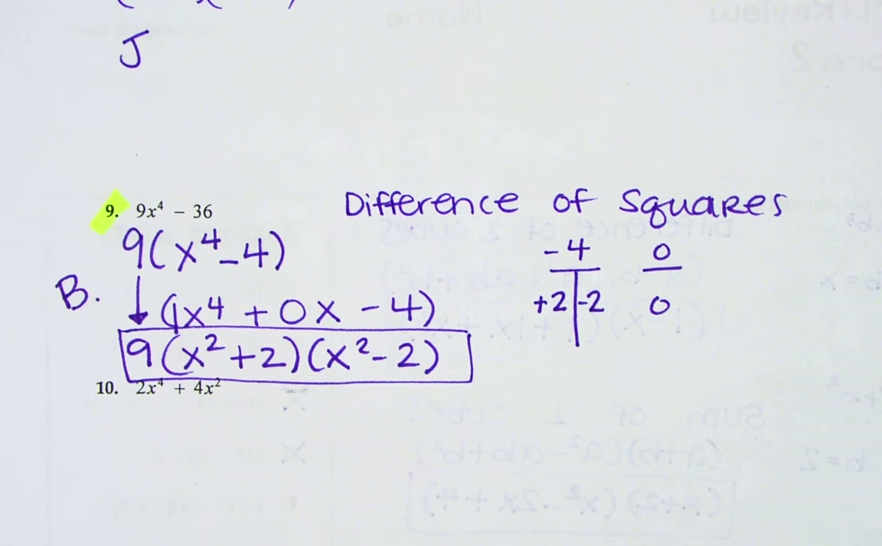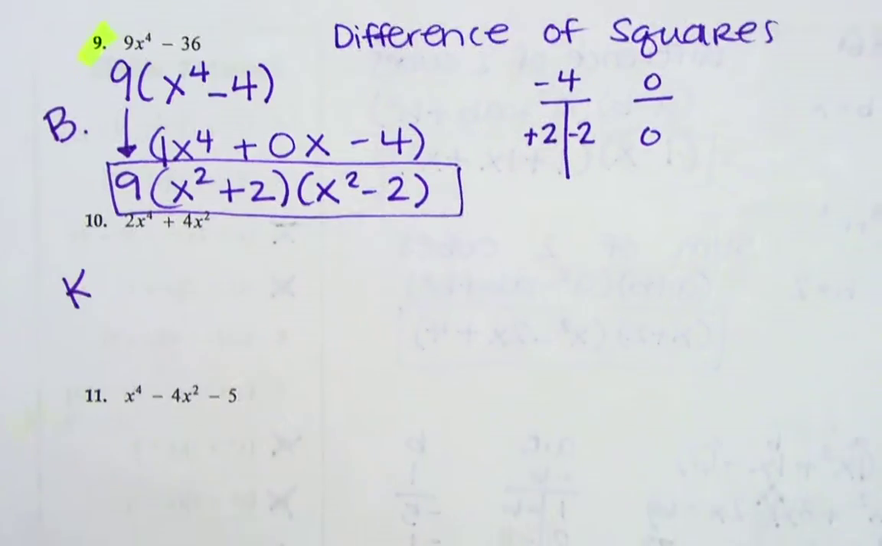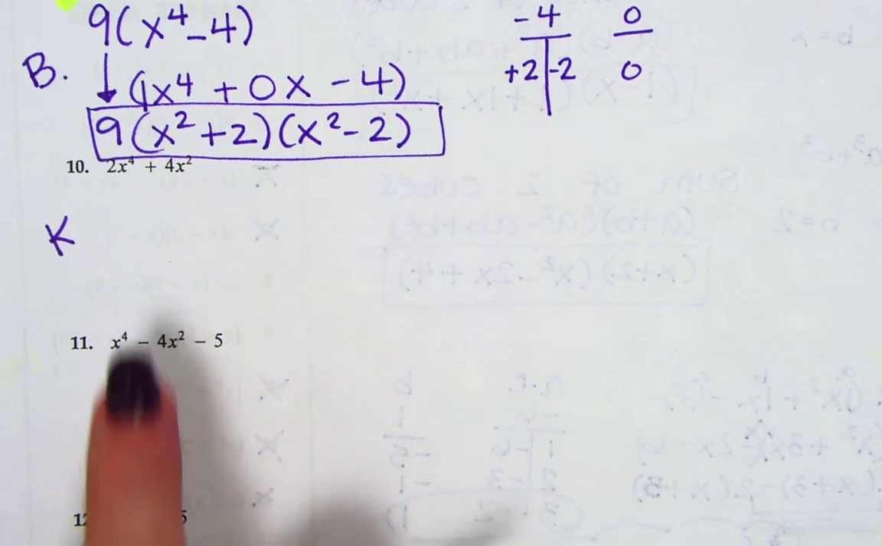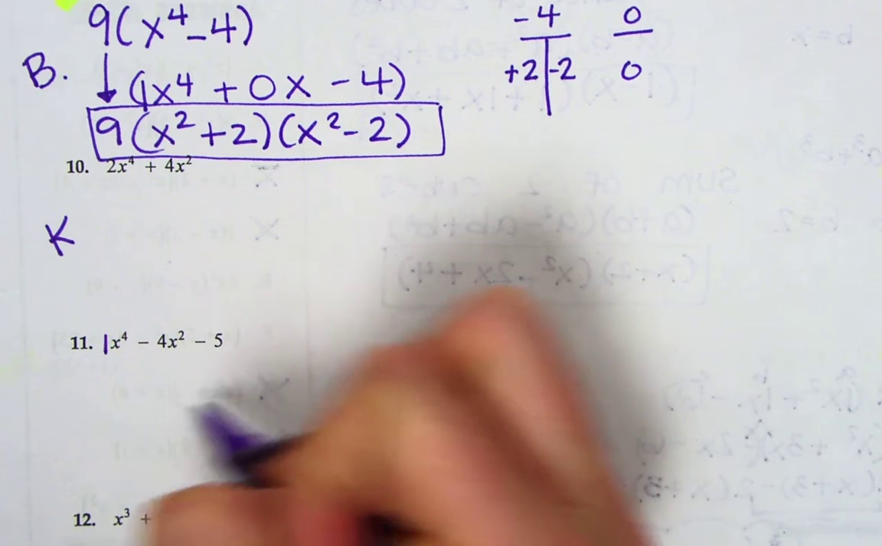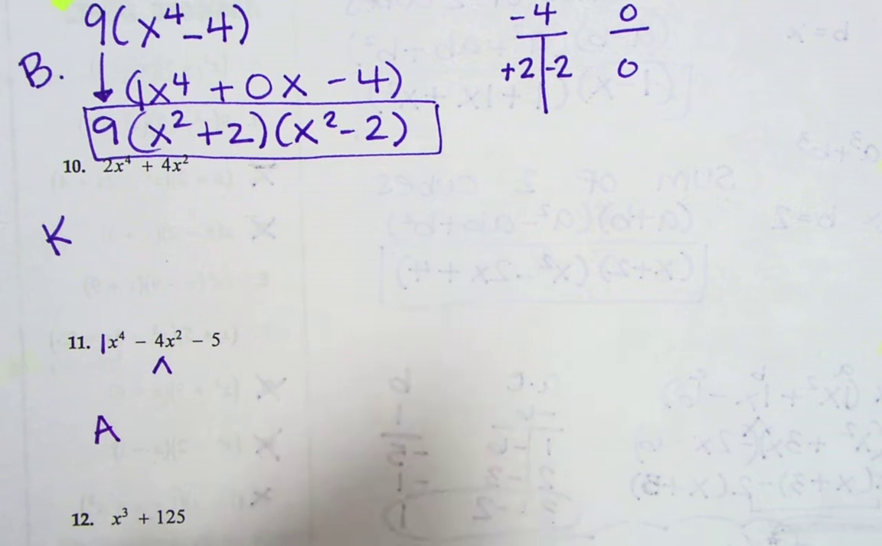Now number 10, you just need to factor out the GCF. Okay, that would give you answer choice K. Number 11, it would be kind of like we did here, right? You needed to factor A times C and get your 2 factors and break this apart. The answer will be A.